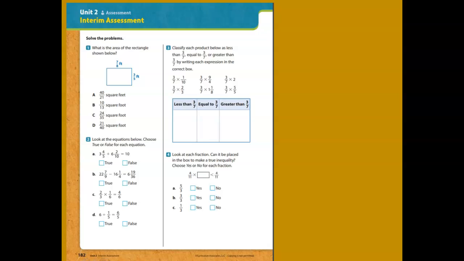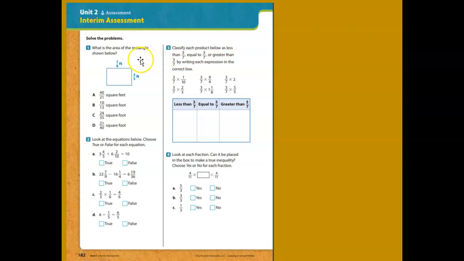I'm here to go over Unit 2, the interim assessment. Again, it's not really an assessment, but this is the kind of stuff that you should be able to know. So I just kind of want to go little by little through it. I want you to pause the video whenever you feel like you need to, I guess.